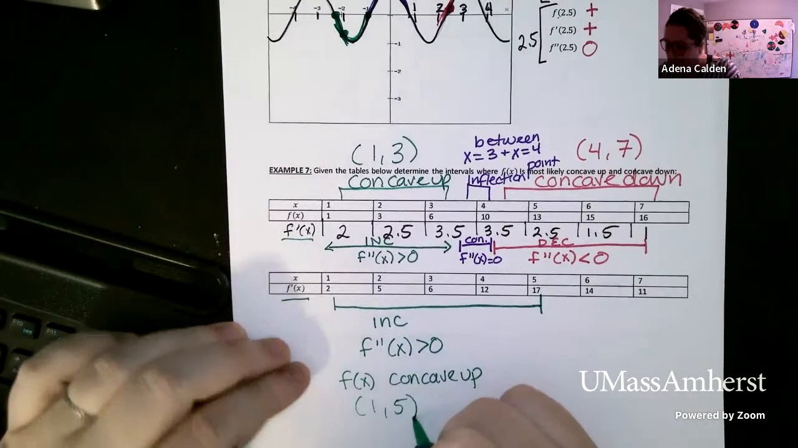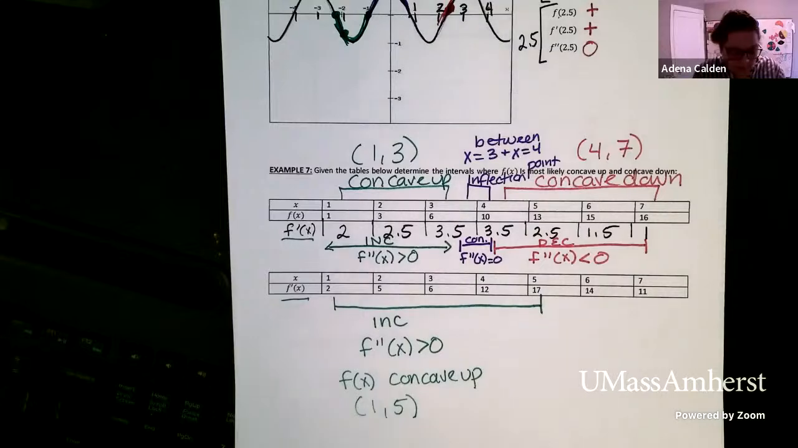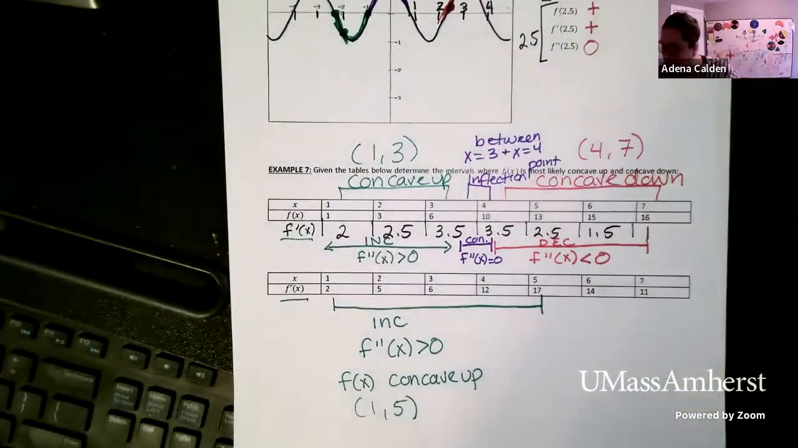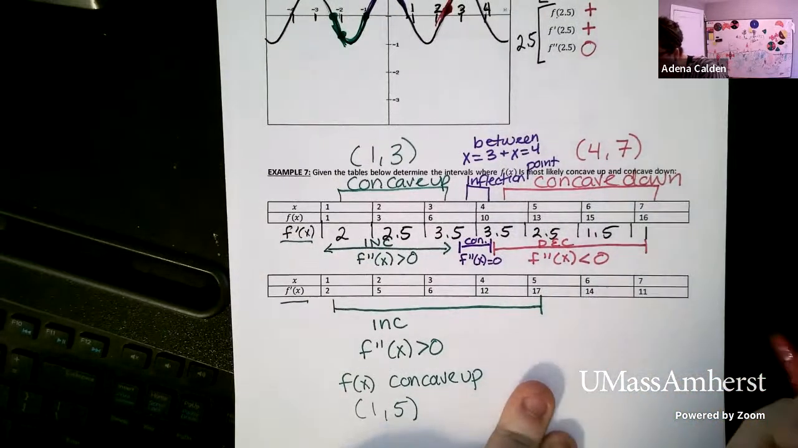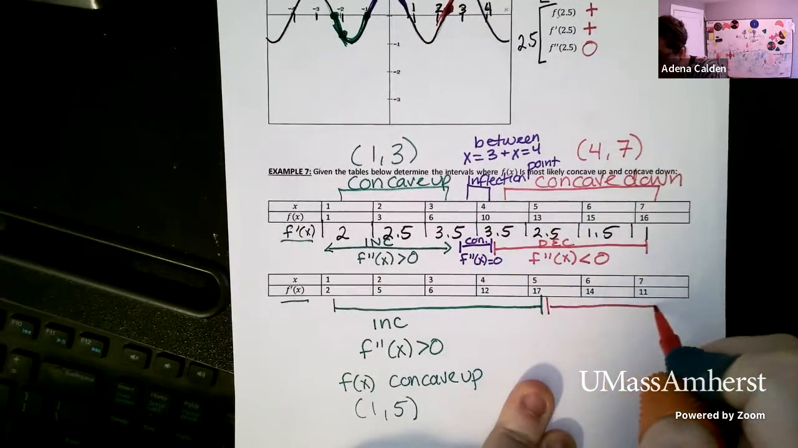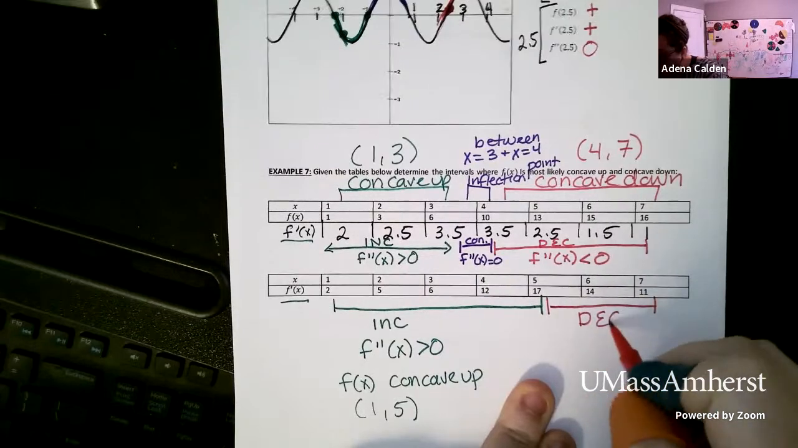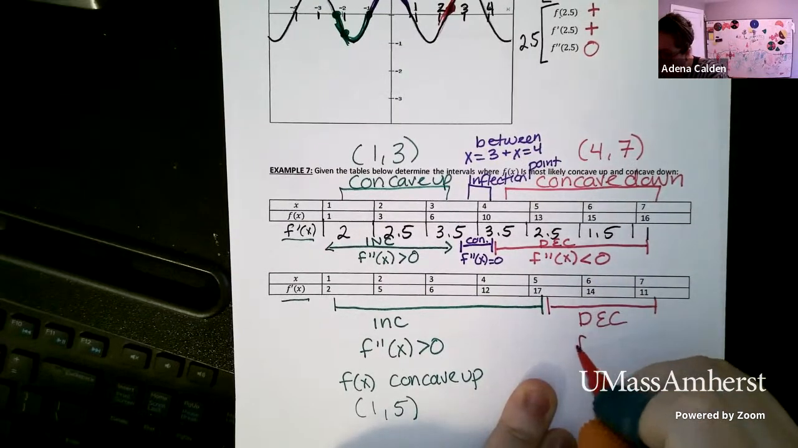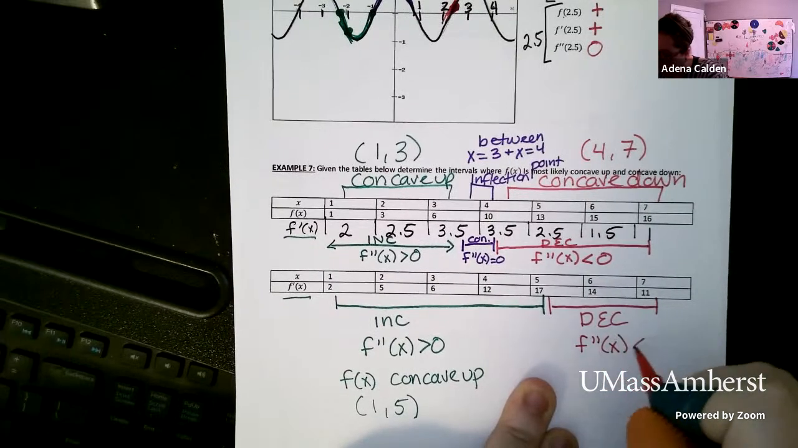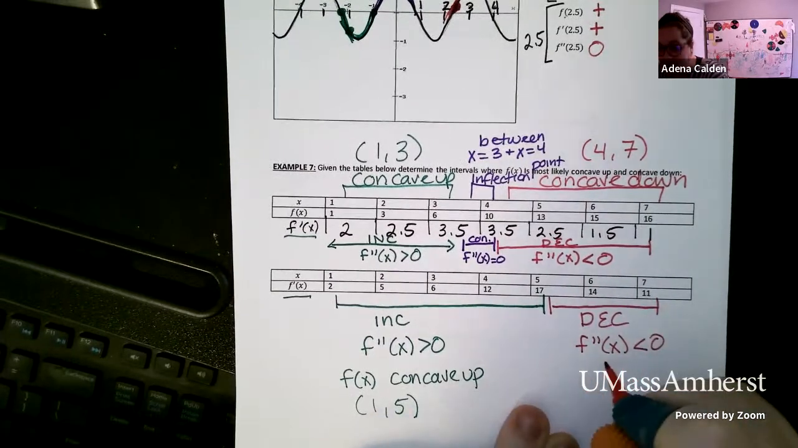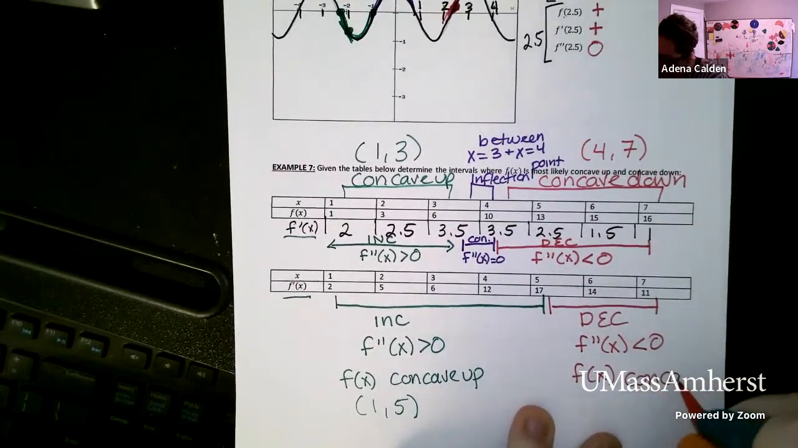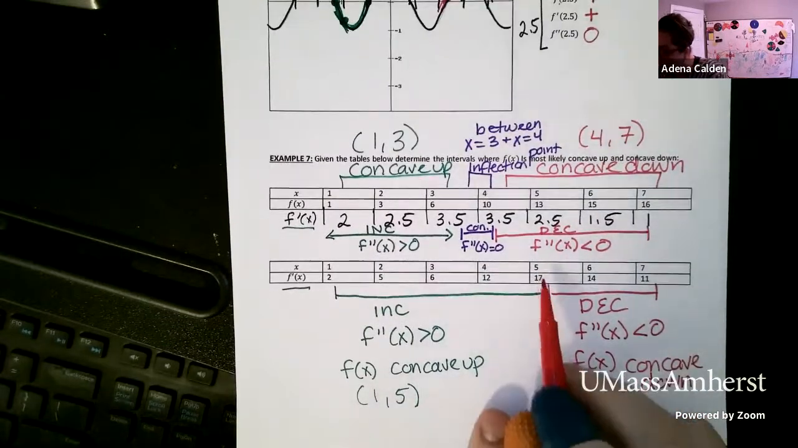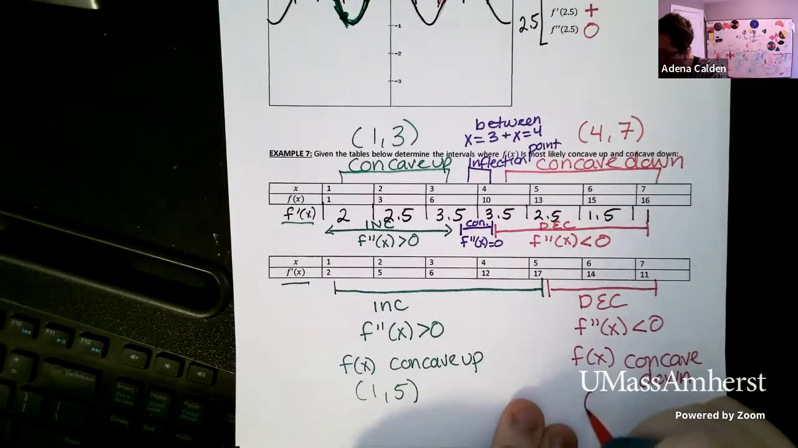Okay, and then notice here that there's nowhere that's constant like we had here. Instead, we have 17, 14, 11. So we are decreasing here. If your first derivative is decreasing, your second derivative is negative. If your second derivative is negative, the original function is concave down. And we expect it to be concave down from 5 to 7.